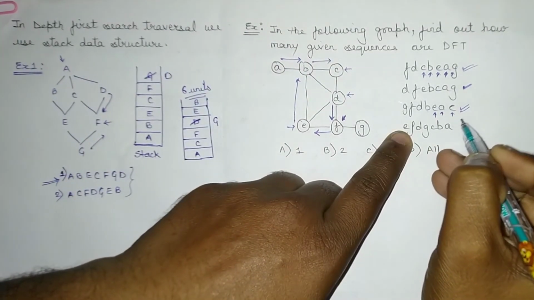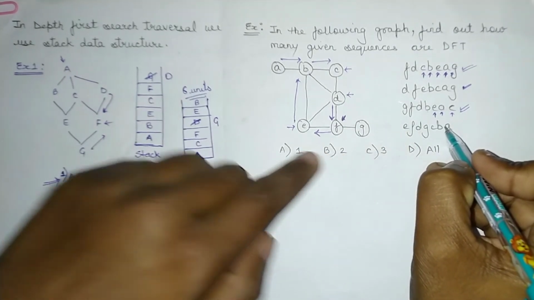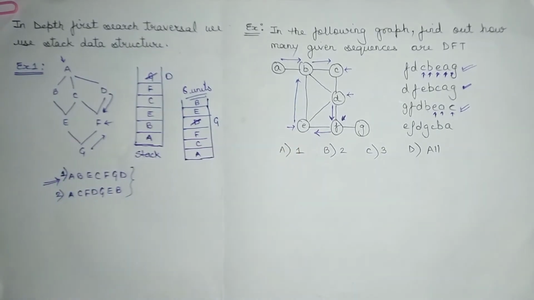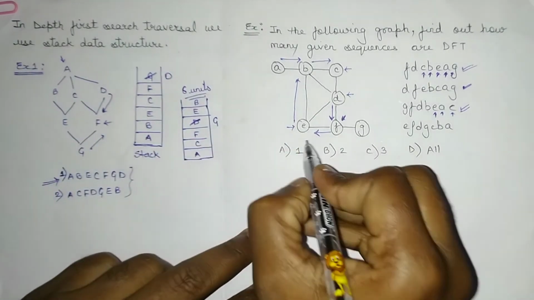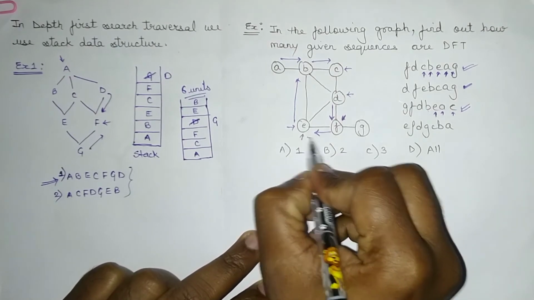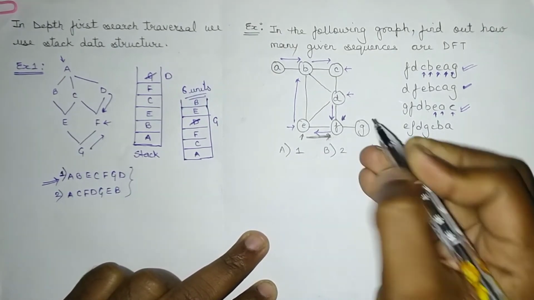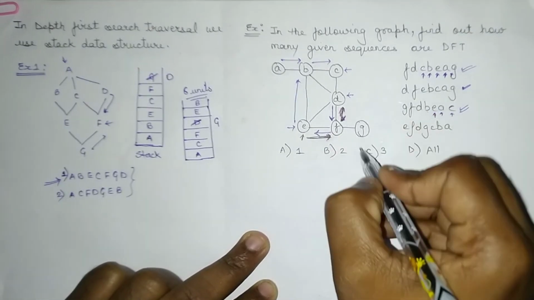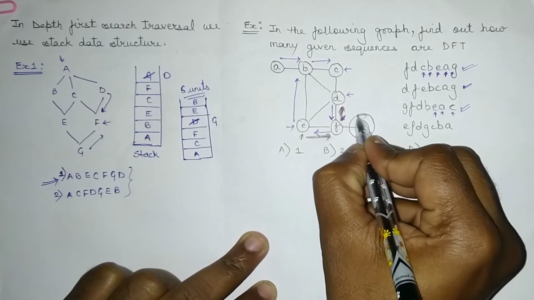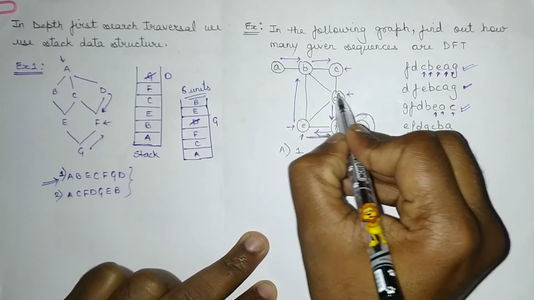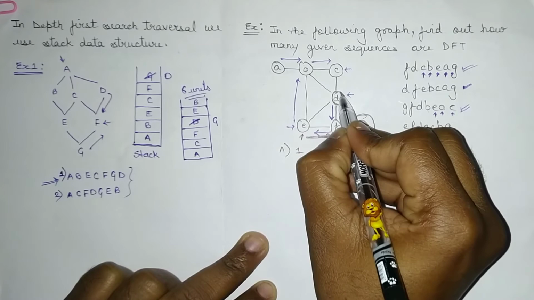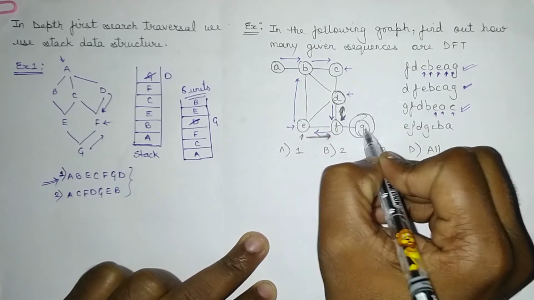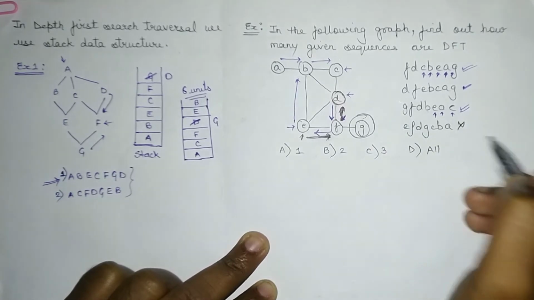Now find out for this one. It started from E. Let me use a different pen. Here you can see that they started from E and moved on to F, which is okay. After F, they moved to D, which is okay. After D, they moved on to G, which is not right because they have to explore from the newly visited vertex. D is the newly visited vertex and G is not adjacent to it. So this is not the correct sequence.